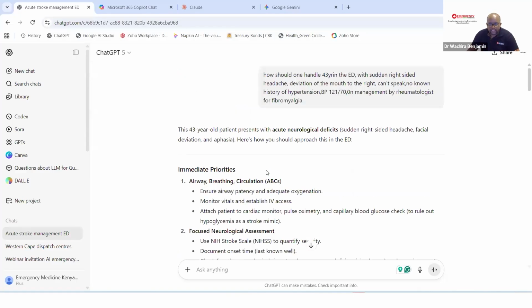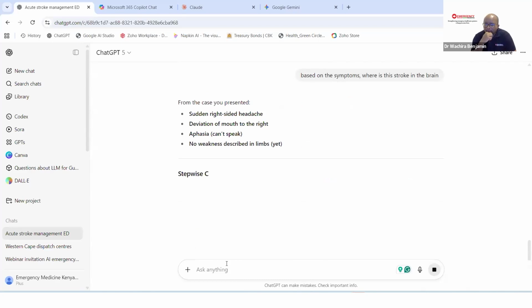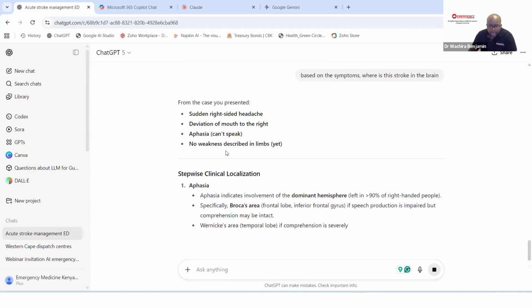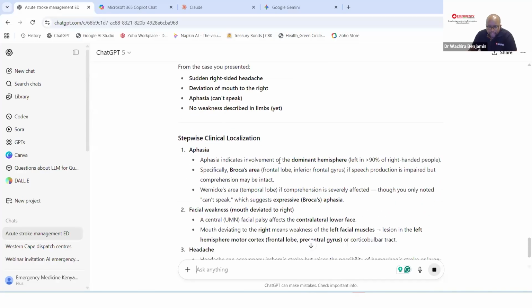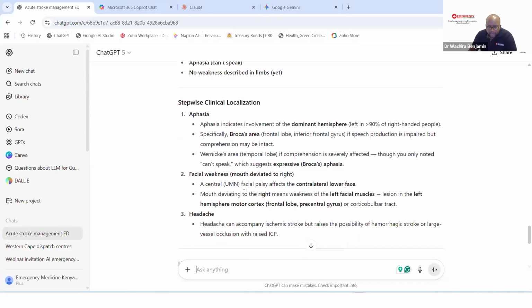All right. So your patient. A question here, because the thing you just said is on management, rheumatology for fibromyalgia. Can't speak, no history of hypertension, right-sided headache, deviation of the mouth. And I quickly also want to ask, based on the symptoms, where is this stroke in the brain? And I'll explain why I'm asking this question. So it's right-sided facial weakness, dominant hemisphere, so that's the left hemisphere.